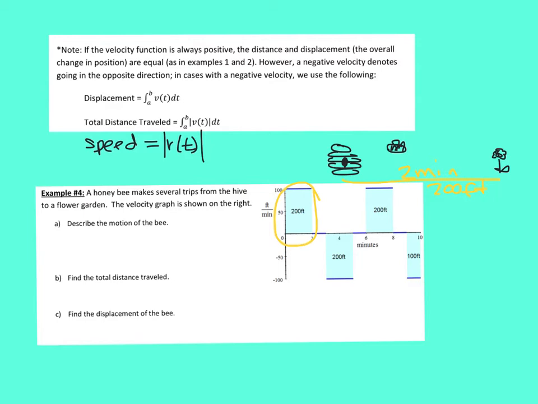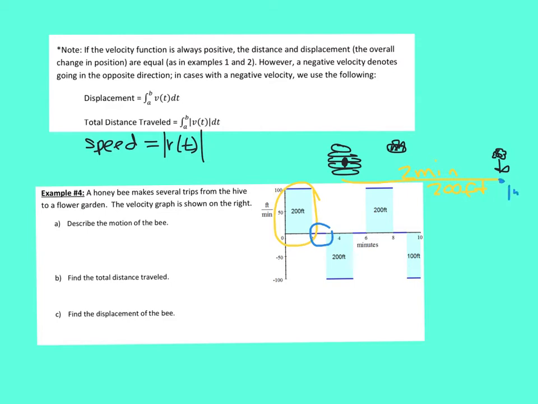The next thing that happened was this 2 to 3 minute period. After that, we can assume the bee stayed in one place for 1 minute, because that's a straight line at 0.